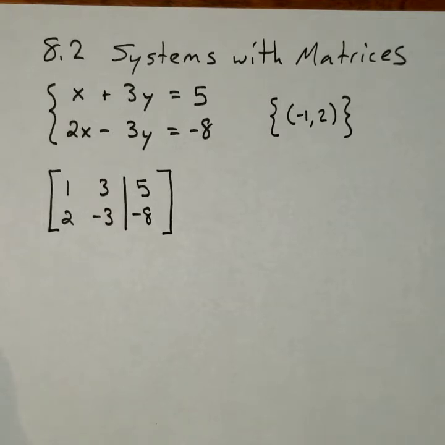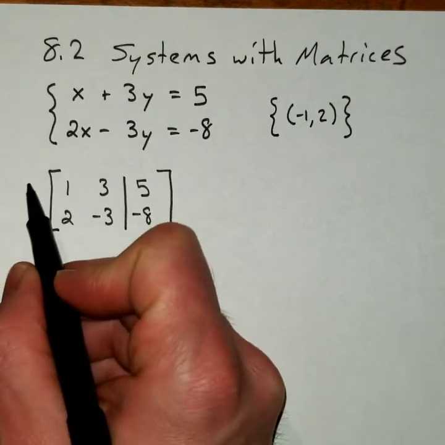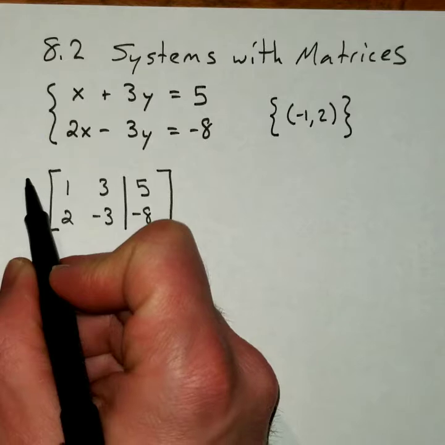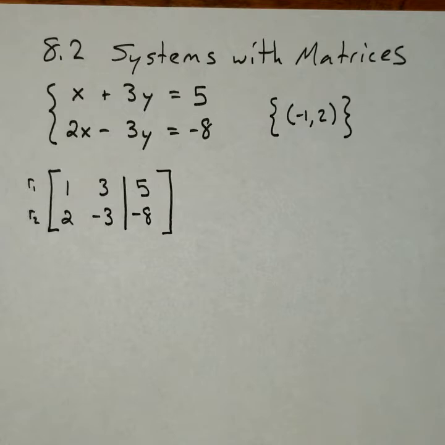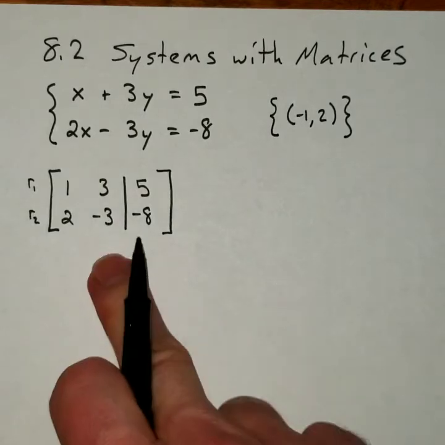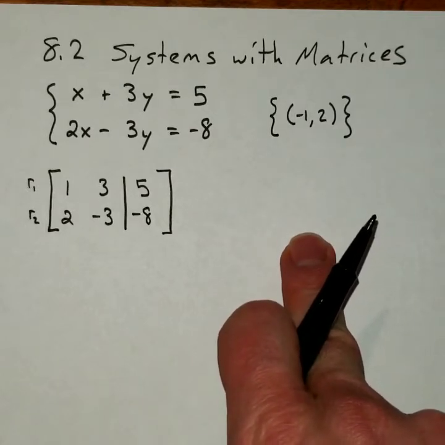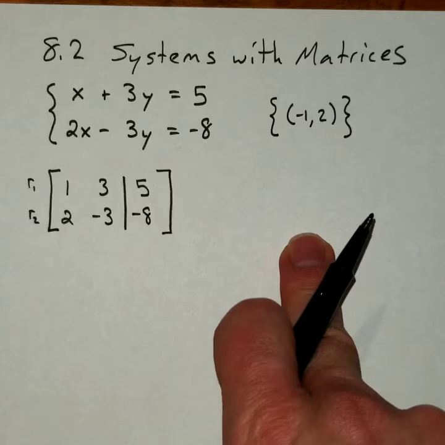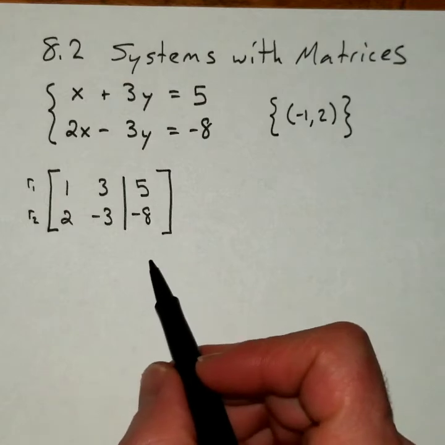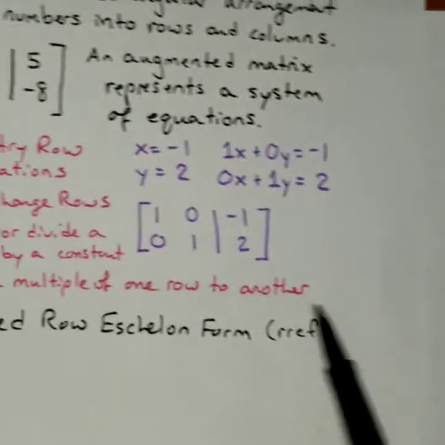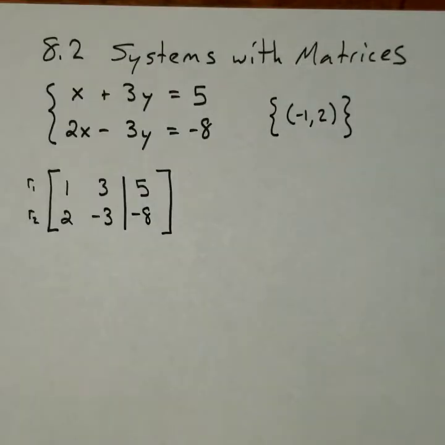Now I need to establish some notation. The original rows in this matrix are going to be represented by lowercase r's, r1 and r2. Every time you transform the matrix using a row operation, the rows of the new matrix will be represented by a capital R, and the previous matrix by a lowercase r. Okay, and remember our goal is to get the 1 0 0 1 pattern on the left side.